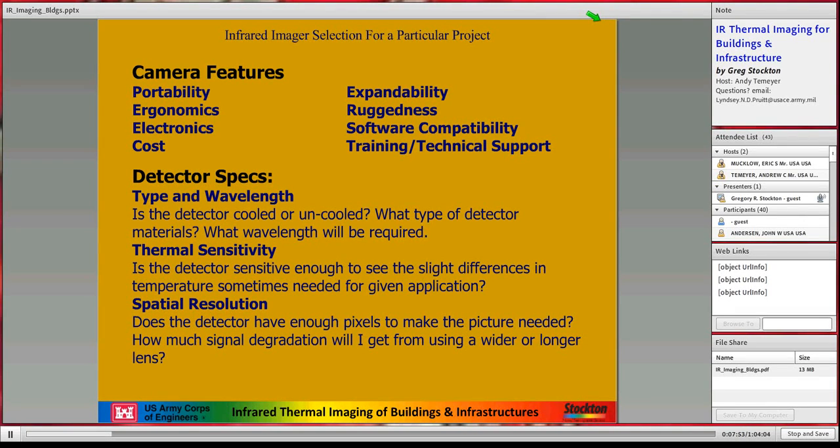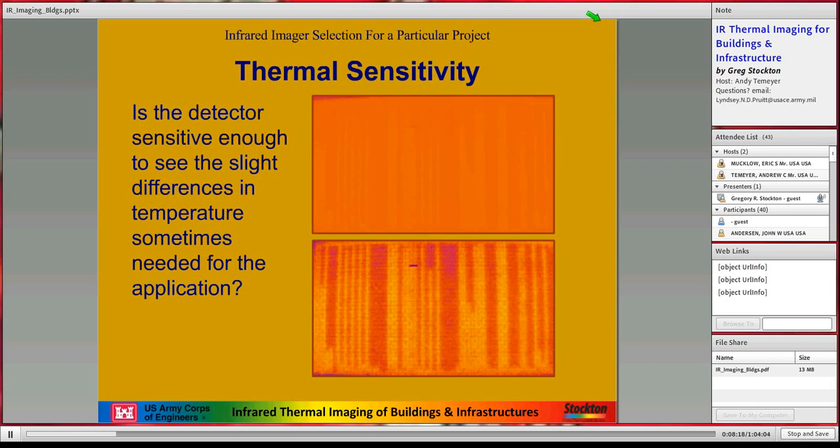Spatial resolution is probably the most important thing because most cameras now are fairly sensitive. The pixels, the elements in the camera, you have to have enough of them to be able to see what you're seeing in a wide enough angle. So I'm going to spend the next two slides talking about those two things.